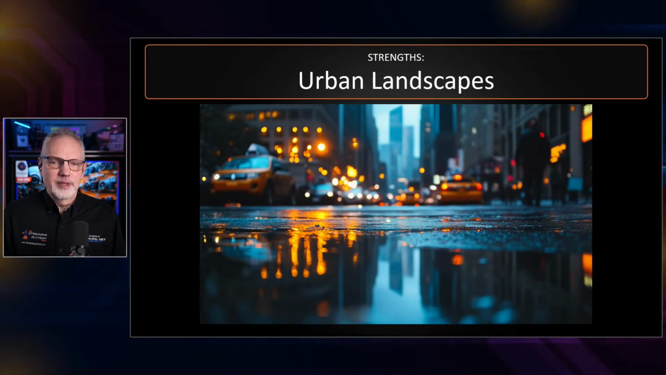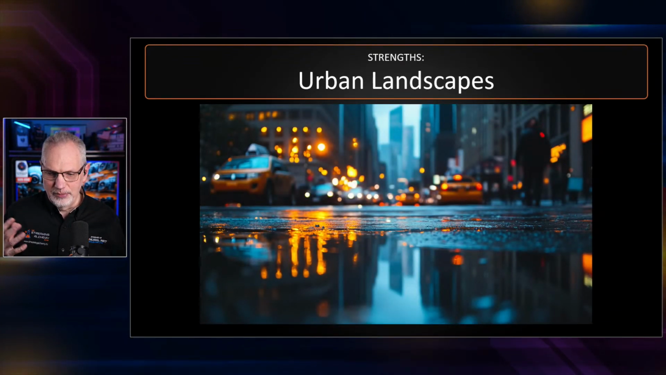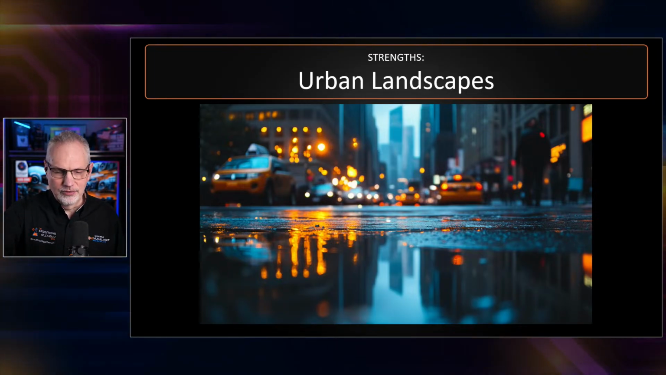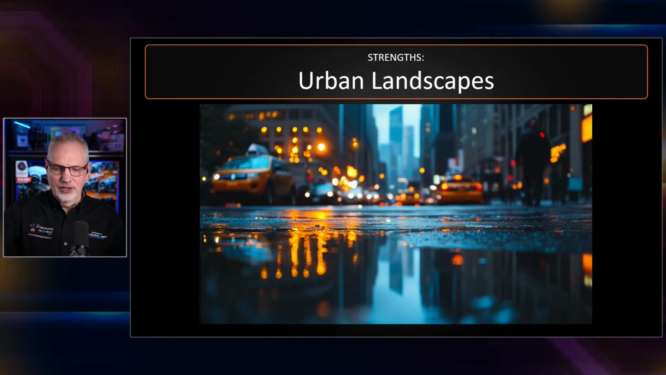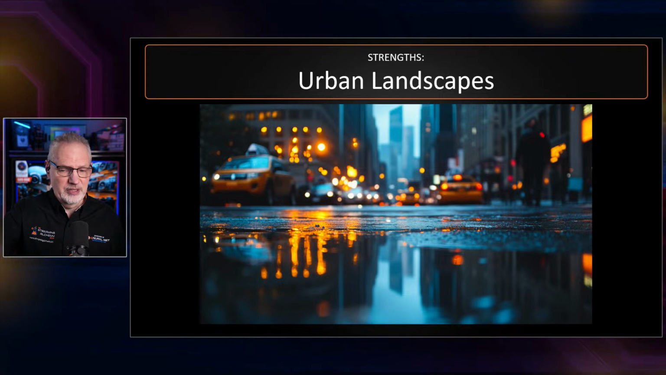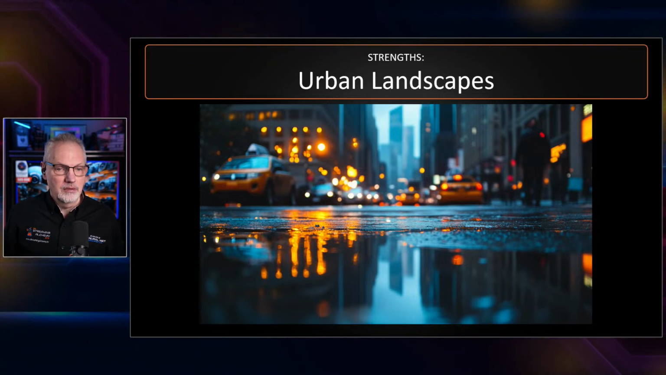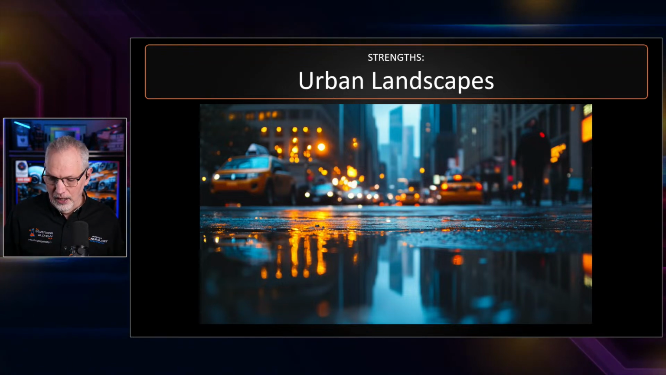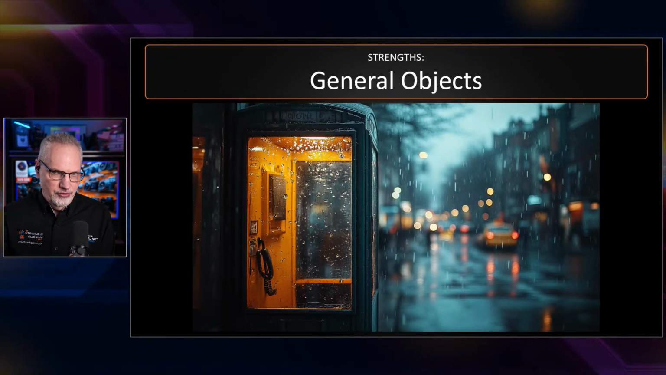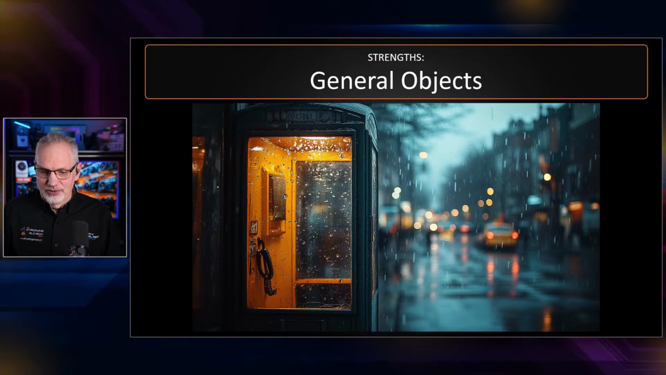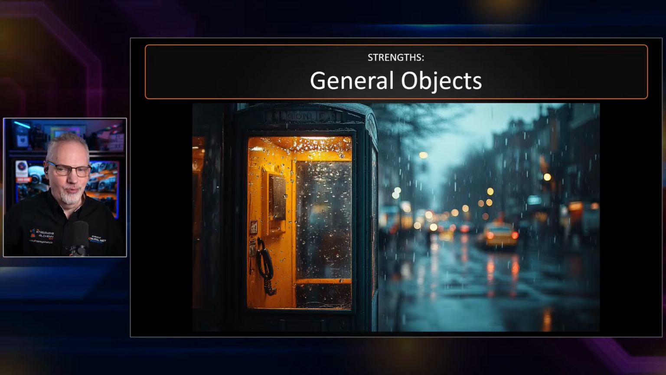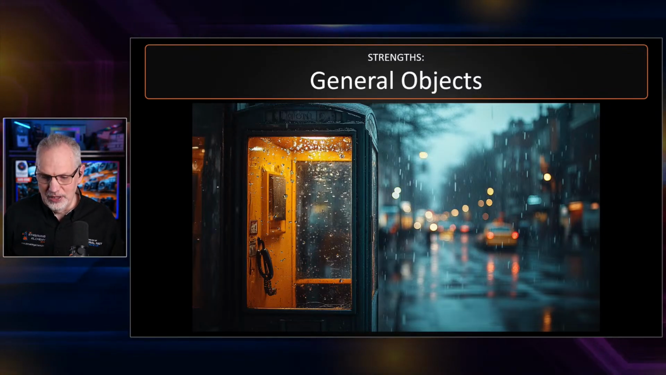The other thing is urban landscapes, and it does these types of things really well. So this would be a great backdrop if you wanted to blur it out. And if you integrated this with other elements, you could put text over this and it could be something really cool. So it does that really well. And it does general objects really well. So this is a phone booth in a city, late day, raining. I think that was the general description I put.